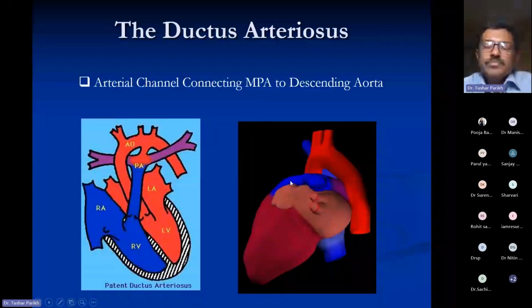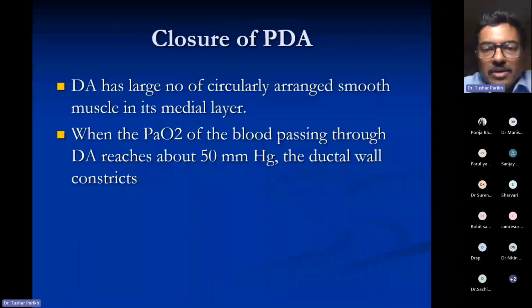Now, ductus arteriosus has a large number of circularly arranged smooth muscles in its medial layer. And when the PaO2 of the blood which is passing through the ductus arteriosus reaches about 50 millimeters of mercury, the ductal wall constricts.